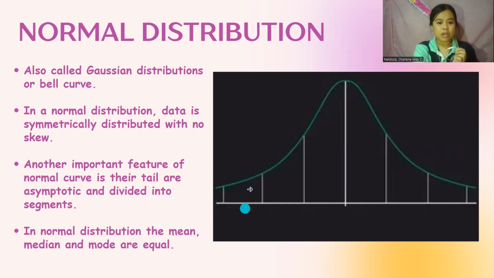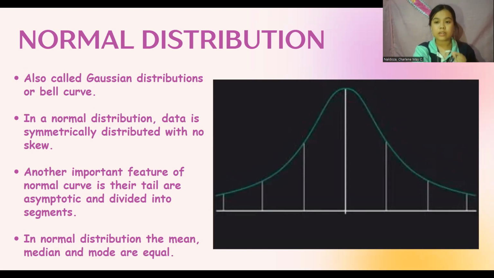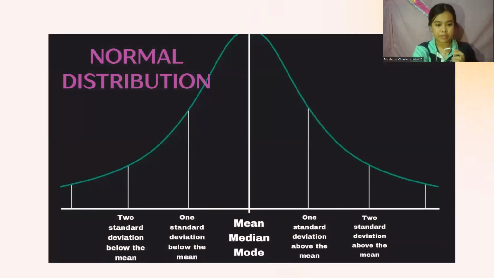Now, in a normal distribution, mean, median, and mode are equal. It is important to understand that in a normal distribution, the mean, median, and mode are equal, and it is always at the center. So now, this is the perfect illustration of a normal distribution, wherein there's a mean, median, and mode at the center.